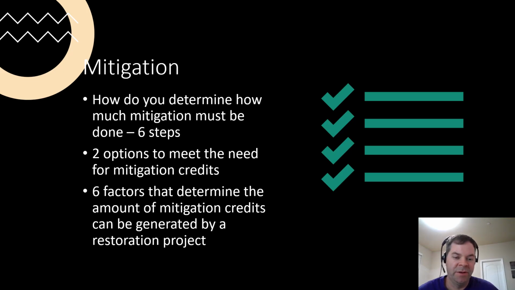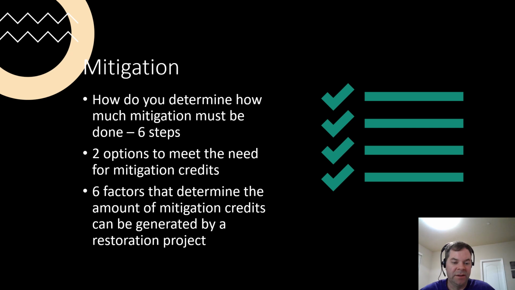There are 6 steps to determine how much mitigation is required for your project. The first step is the loss type. There are 3 types of habitat: type A, type B, type C. Type A is highly connected habitat that provides a lot of functional processes. Type B is disconnected habitat type, and type C is like man-made lakes and habitat such as that.